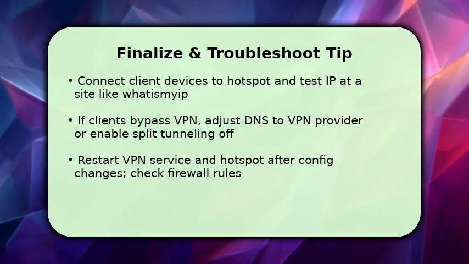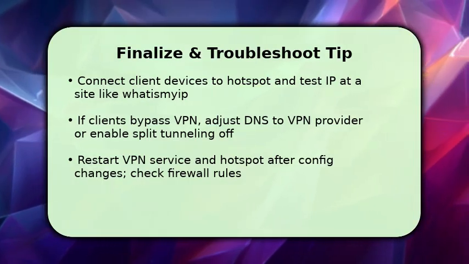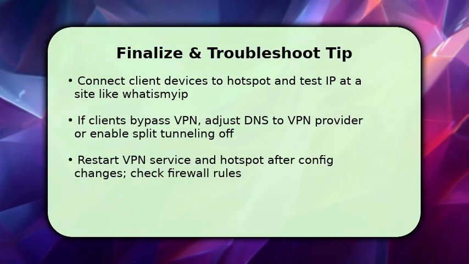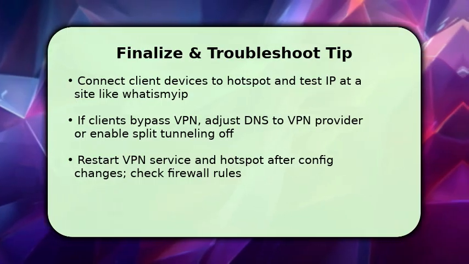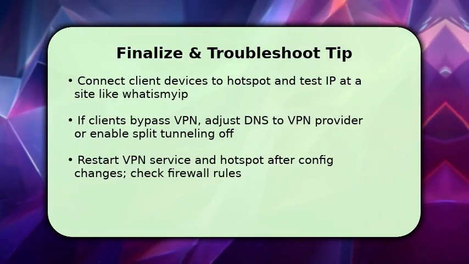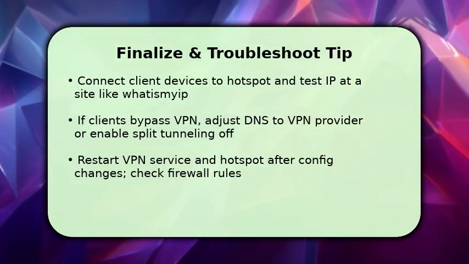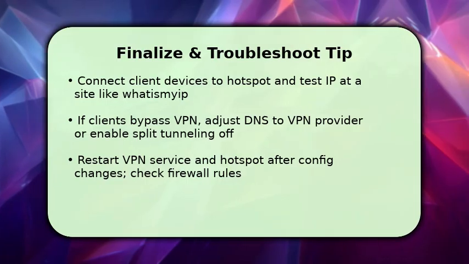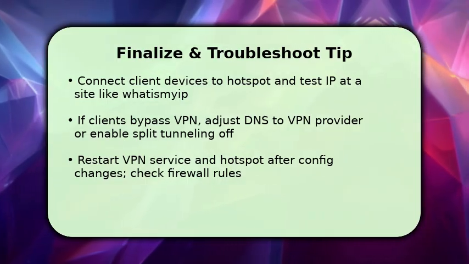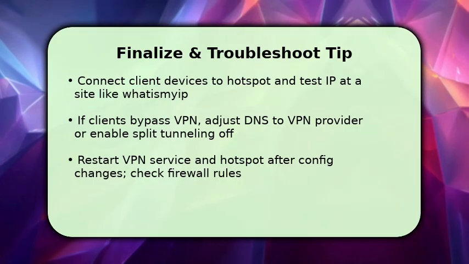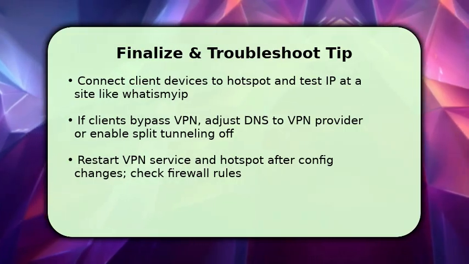Now connect a client device to your hotspot and verify the public IP and location to confirm VPN routing. If the client shows your original ISP IP, make sure the VPN adapter is actually shared and that split tunneling is disabled so all traffic uses the tunnel. Also set DNS to the VPN provider or a secure resolver to avoid leaks.